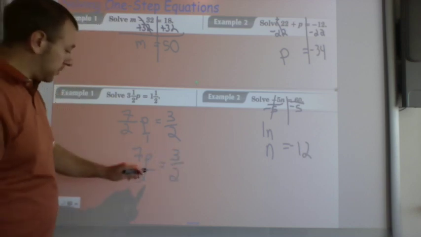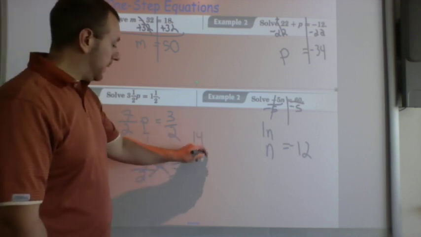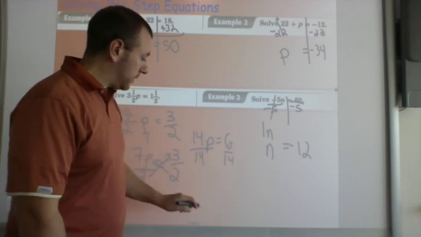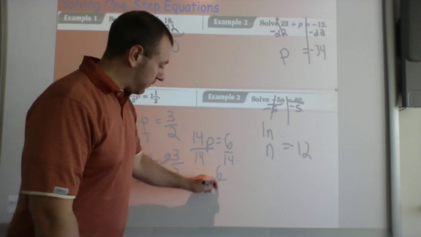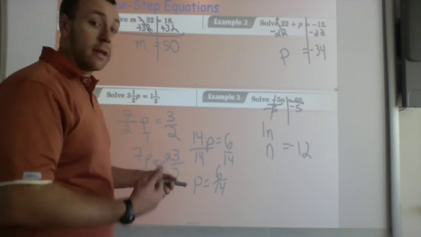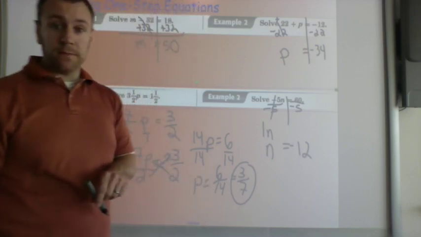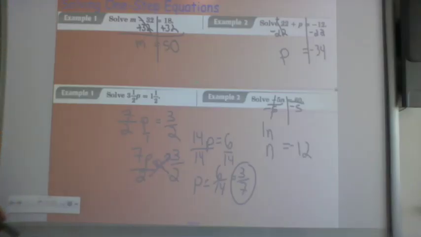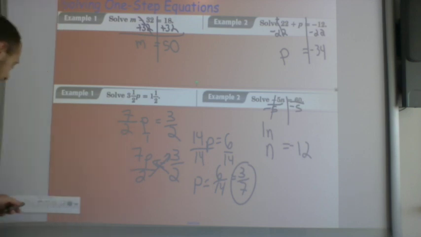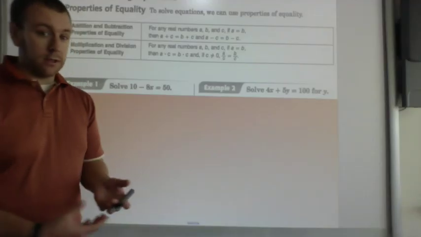Now, I can just cross multiply. I get 14p equals 6. I then divide by 14. I get 6 over 14, but I never leave a fraction like that because they're both even. So I can reduce this to 3 over 7. And that is my answer. Now, those are what we call one-step equations because really we're only doing one step to solve them. In these next ones, we're doing 2 steps, or multi-step equations.